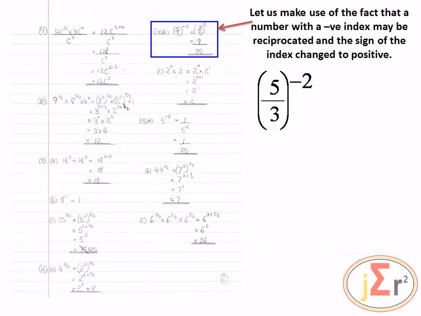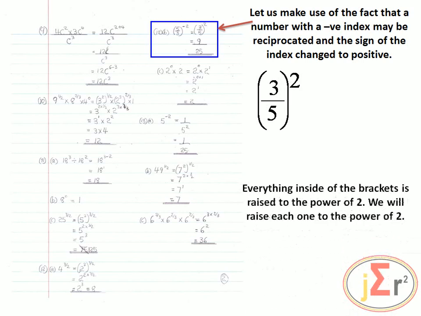Let us make use of the fact that a number with a negative index may be reciprocated and the sign of the index changed to positive. So we may do that when we have a negative index. We may do the reciprocal and change the sign of the index to positive. Everything inside of the brackets is raised to the power of 2. We will raise each one to the power of 2.